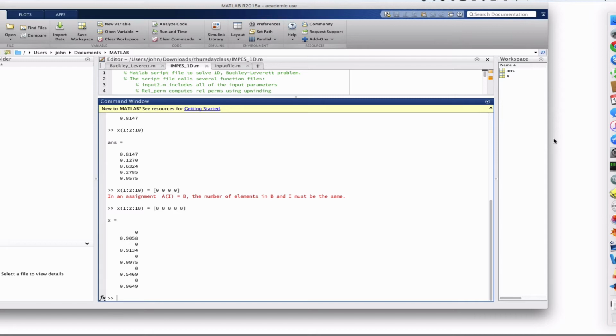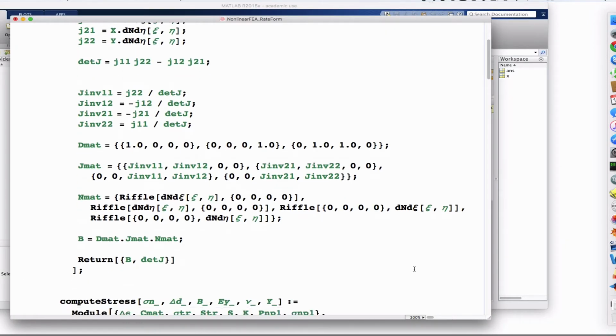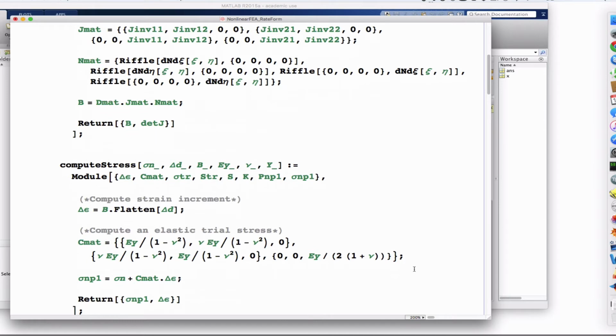There may be other ways. There may be a function. That's the way I would probably do it. Simple enough, one line, right? Okay. So for my B matrix, I multiply the differential operator matrix times the J matrix times the N matrix. And so then I have B, and I return from this function B and the determinant of J. And remember, this is going to be evaluated at every integration point, right? So what will come back in this function is B and J at the integration point that I put in the argument, okay? So then here's my compute stress algorithm.